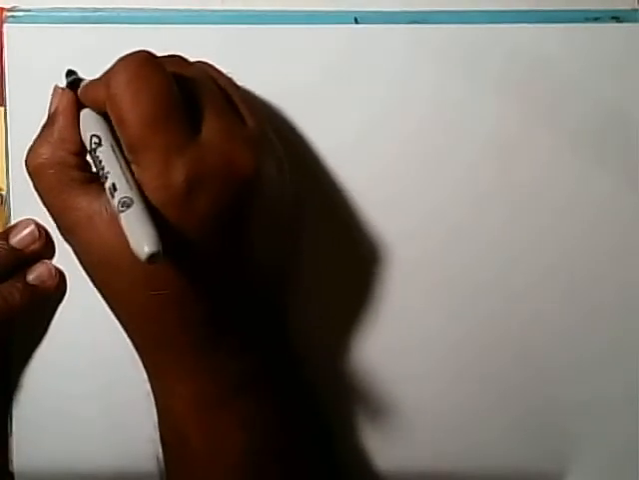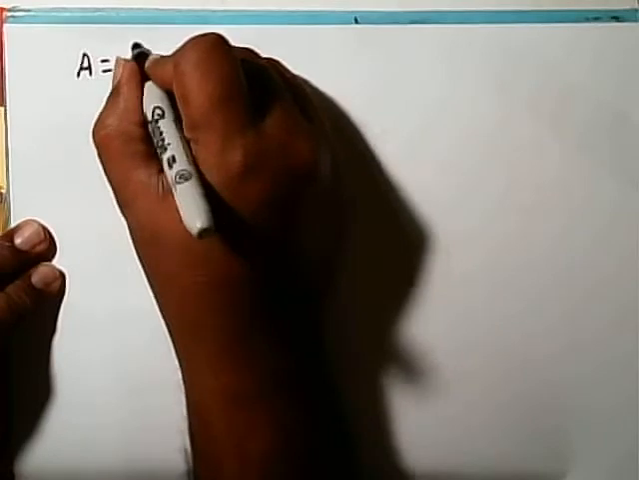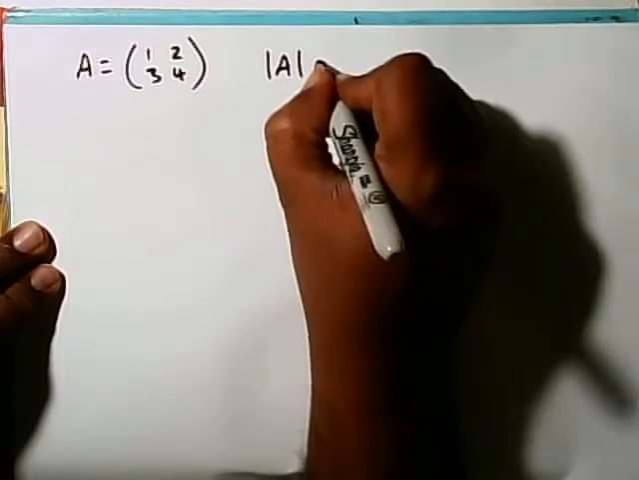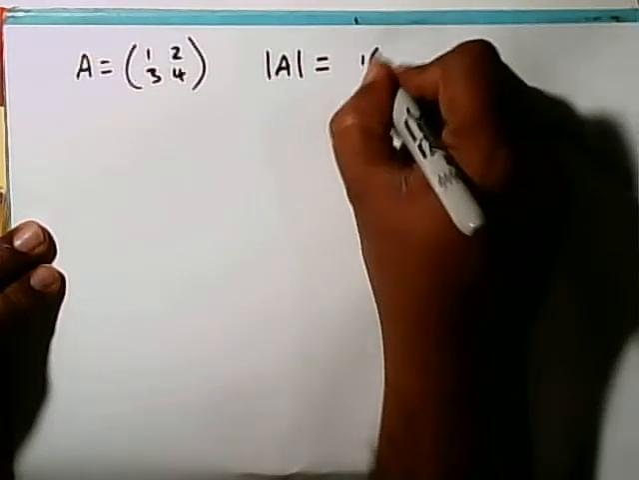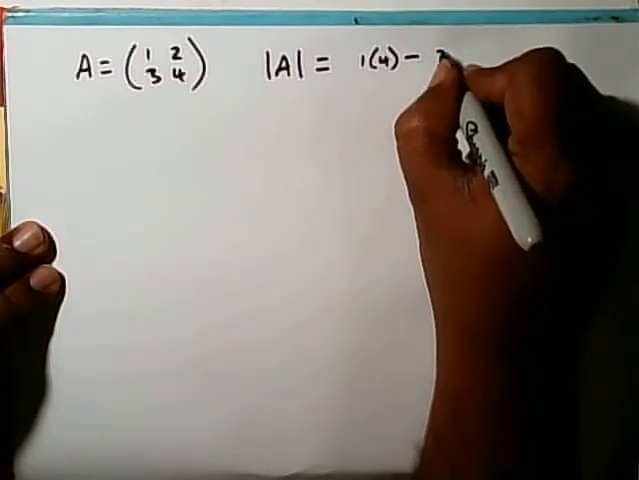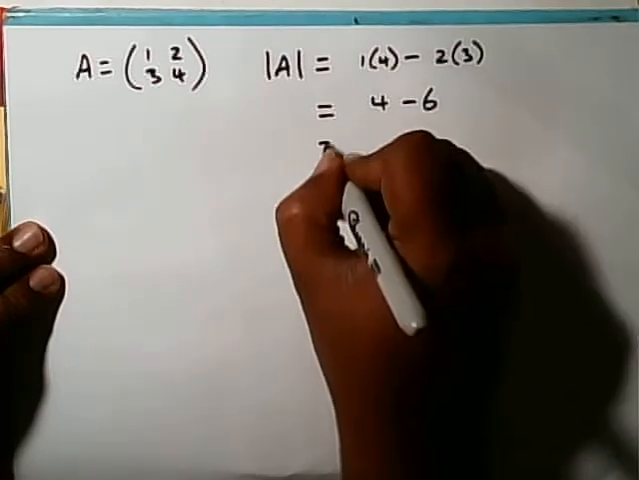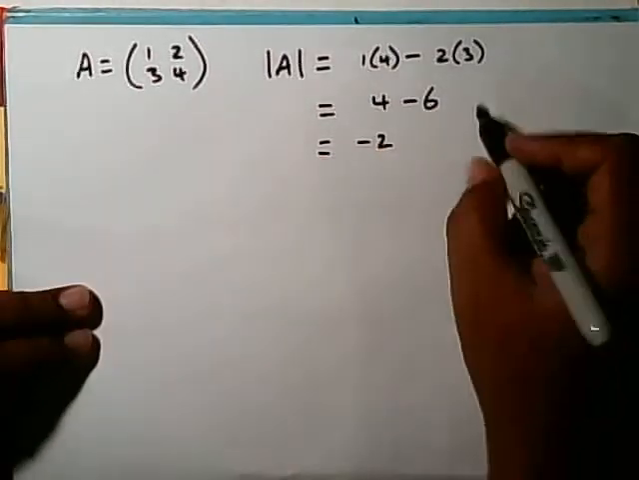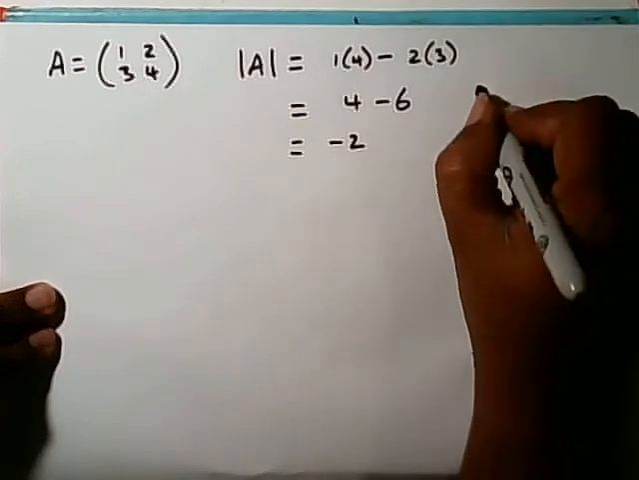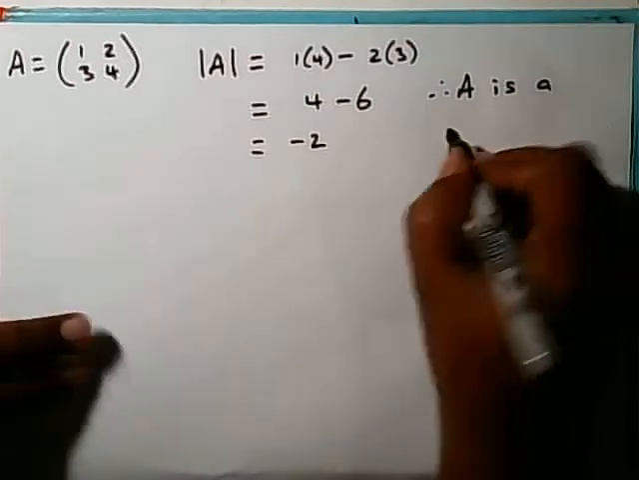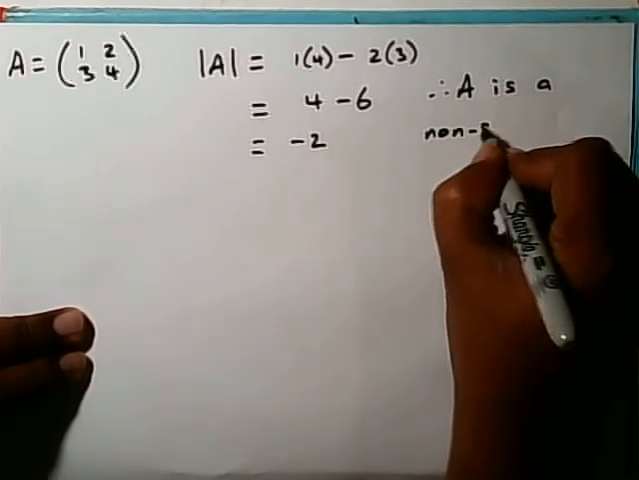All right, last day we had learned how to find the determinant. Let's say we had something like A is the numbers 1, 2, 3, and 4. Then the determinant of A would be the first diagonal, which is 1 by 4, take away the second diagonal, which is 2 by 3. And you'll get 4 take away 6 equals minus 2. And that would mean we could also say, therefore, A is a non-singular matrix.